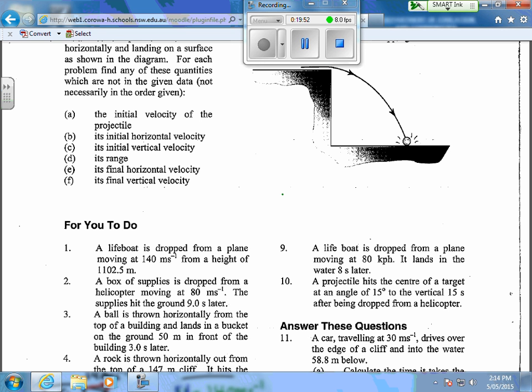Yeah. With its final horizontal velocity, that's easy. Because as I said, it's not accelerated horizontally. So its horizontal speed must be 140. Its vertical velocity, that's not too bad now. Vy equals uy plus ayt. Now we know that we want to find Vy, we know uy, we know ay, and we know t. So we just put the numbers in.